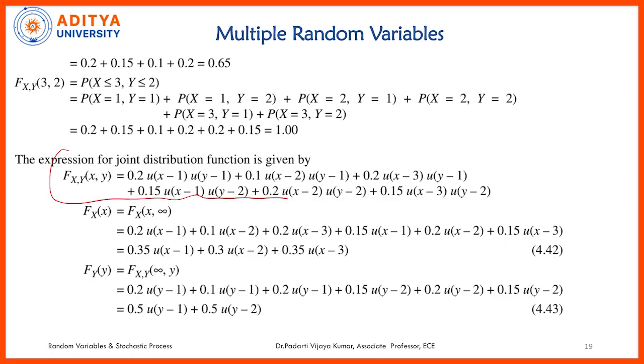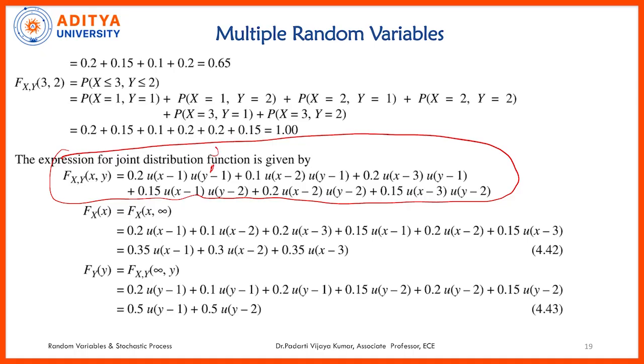Now, to compute the marginal distribution function, we need to replace y with infinity to compute x. To compute y, we need to replace x with infinity. Substituting and simplifying, you can see here x minus 1 is repeated 2 times, so 0.15 plus 0.2, 0.35. X minus 2 is also repeated 2 times, 0.1 plus 0.2, 0.3. X minus 3 is also repeated 2 times, 0.5 plus 0.2, 0.7.